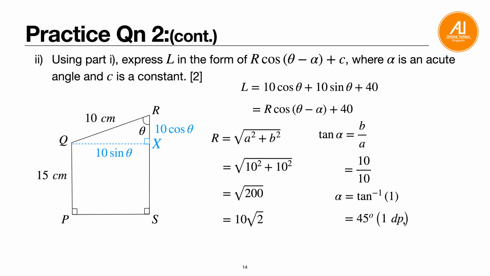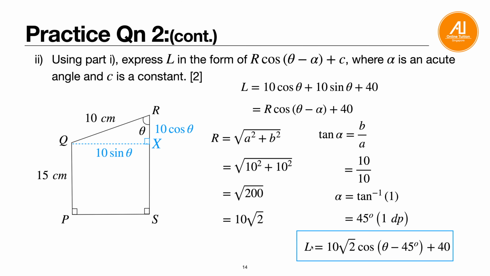1 dp. So in this case, we assume to be degree. Usually it will be stated in the question. If the question did not state clearly, you are allowed to ask your teacher whether it's in degree or radian mode. Most of the time will be in degree. Then you just conclude L equals to 10 square root 2 cosine theta minus 45. Your alpha is 45, then don't forget your plus 40. That's all. So very straightforward, 2 marks.